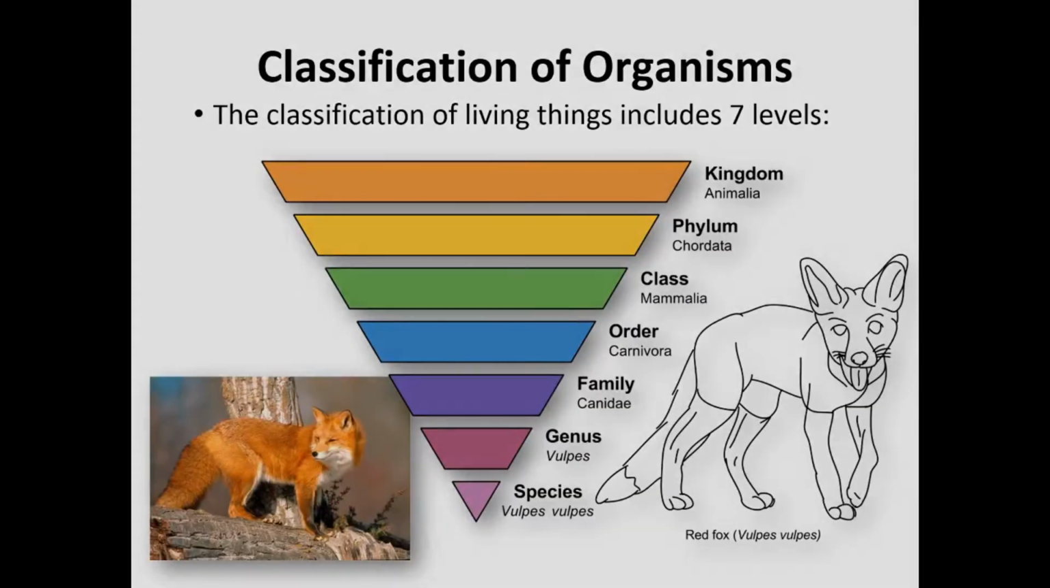The classification of living things includes 7 levels, or 7 taxonomic rank. The largest group is kingdom, and then followed by phylum, class, order, family, genus, and species. This is the example of the classification or the taxonomic rank for Vulpes or red fox.